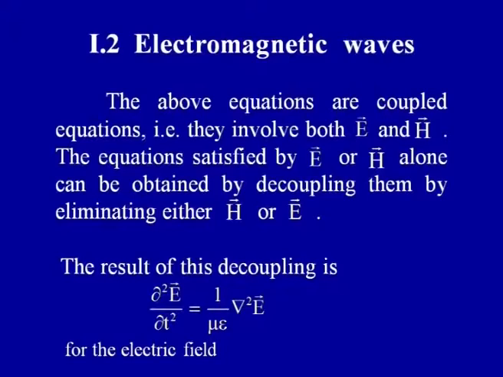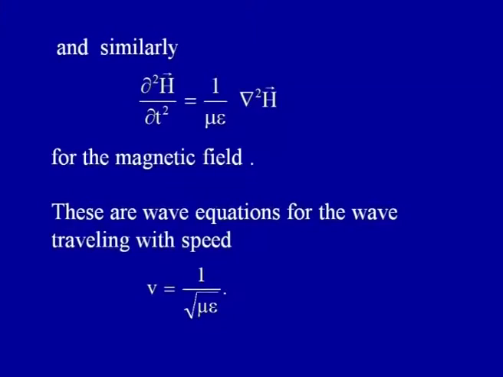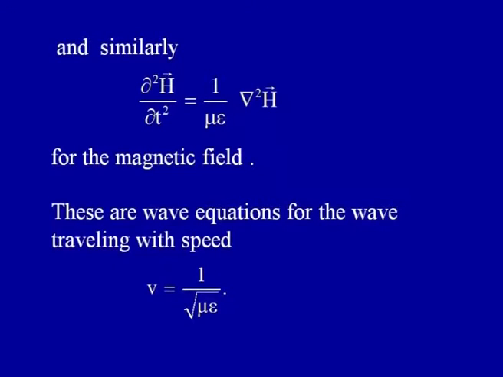The result of this decoupling is ∂²E/∂t² = (1/με) ∇²E for the electric field, and similarly ∂²H/∂t² = (1/με) ∇²H for the magnetic field. These are wave equations.